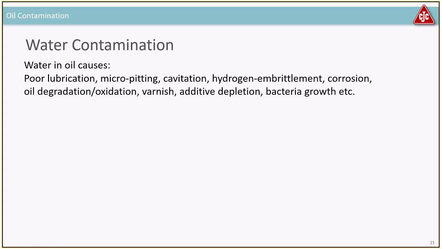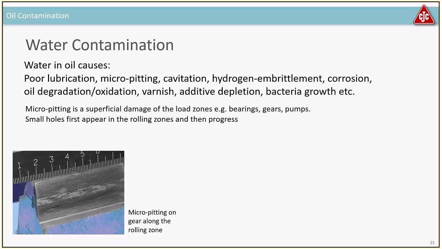Water will cause these problems, but of course it will also cause corrosion. It will cause speeding up of degradation. We'll go back to what degradation or oxidation is, and varnish. It can deplete additives because a lot of the additives can be washed out with water since they are polar. ZDDP, for example, can be destroyed with water. You can create bacterial growth if you have enough water there, and the micro pitting will look like this.